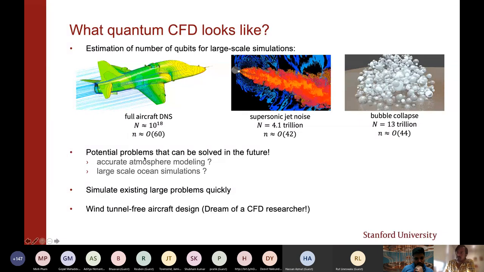Other potential problems that can be solved in the future, that currently you can't even think of solving, are, for example, accurate atmosphere modeling and large scale ocean simulations. And it's not just about solving unsolvable problems. It's also about solving large problems that take 6 months these days. You should be able to do it quickly. That's another advantage I think quantum computing can give. And finally, wind tunnel free aircraft design. Any CFD researcher would know this would be the dream of a CFD researcher. If one day you can design and fly an aircraft without doing a wind tunnel test, that's when you have truly achieved what you want to do in CFD.